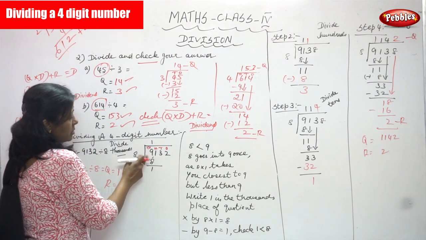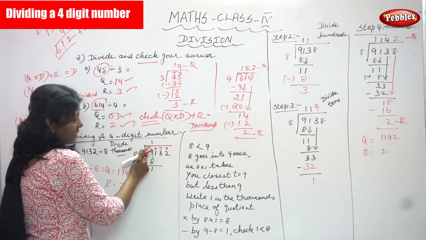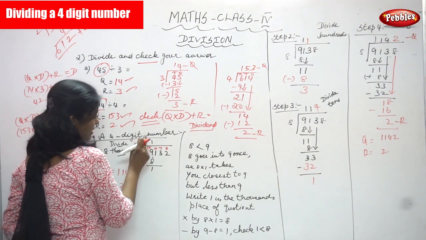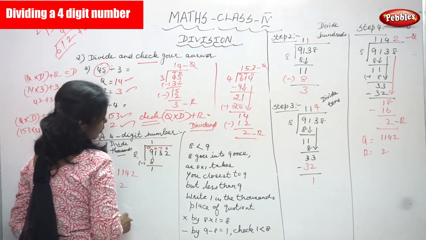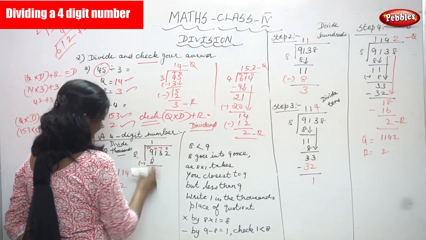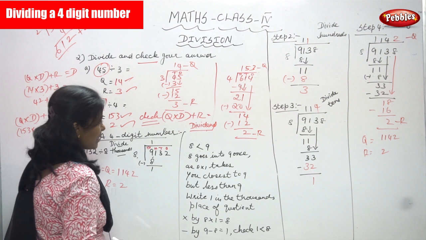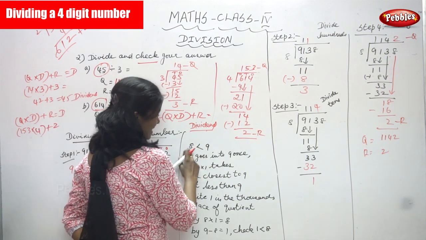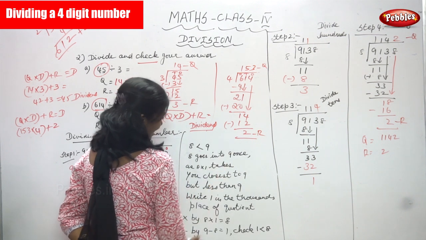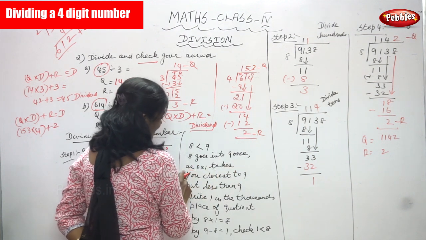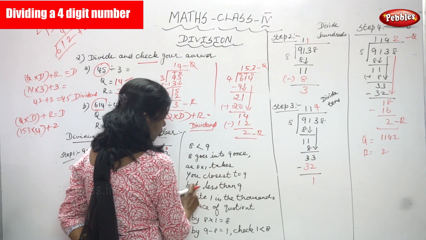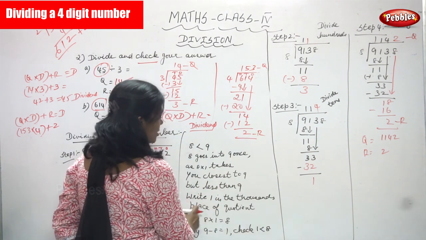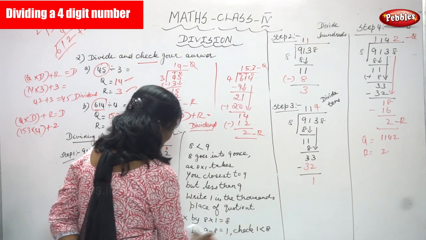So 9,000. That is what we consider as 9. That is the exact place value. So we have to start with the 1,000 place. What is the number in the 1,000 place? 9. So 9 is divided by 8. Look at this number. 8 is lesser than 9. 8 goes into 9 once. So 8 into 1 takes you closest to 9, but less than 9. And write 1 in the 1,000 place of the quotient.